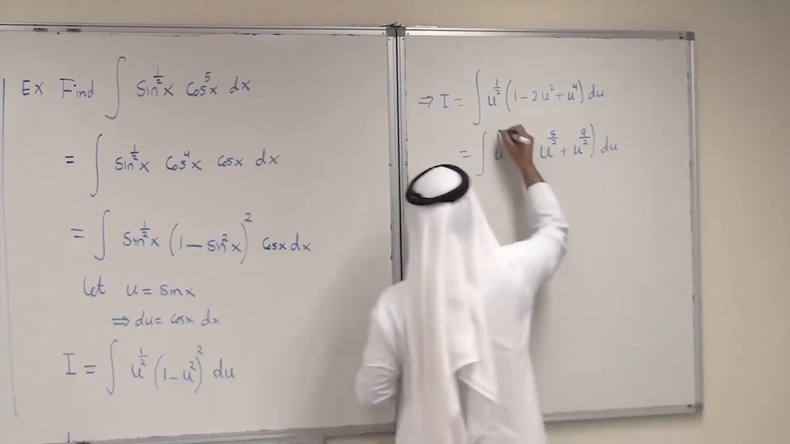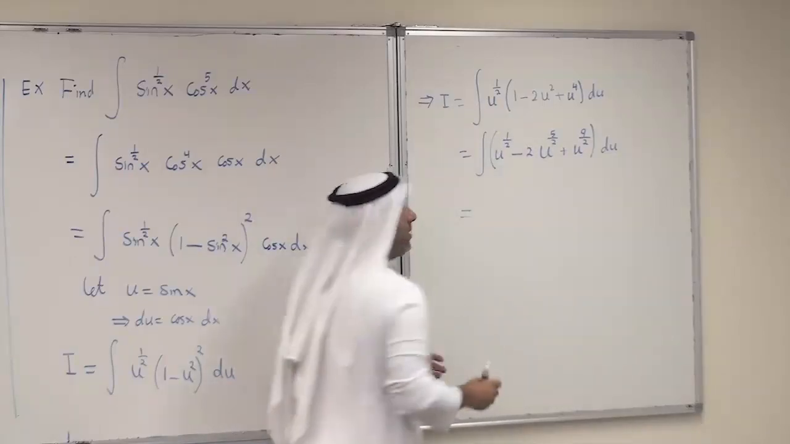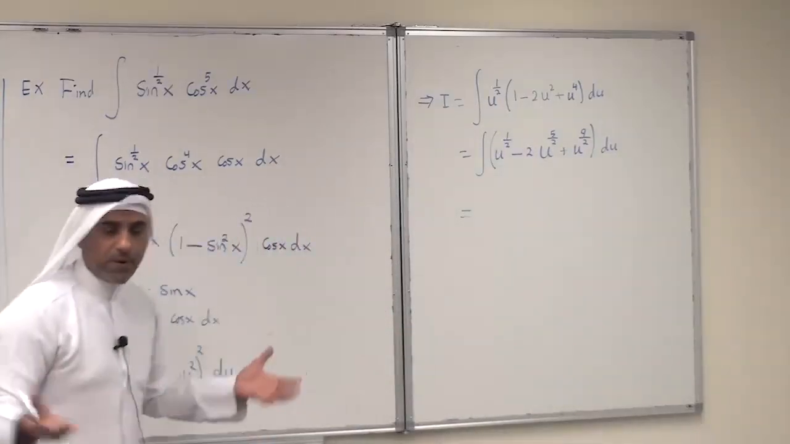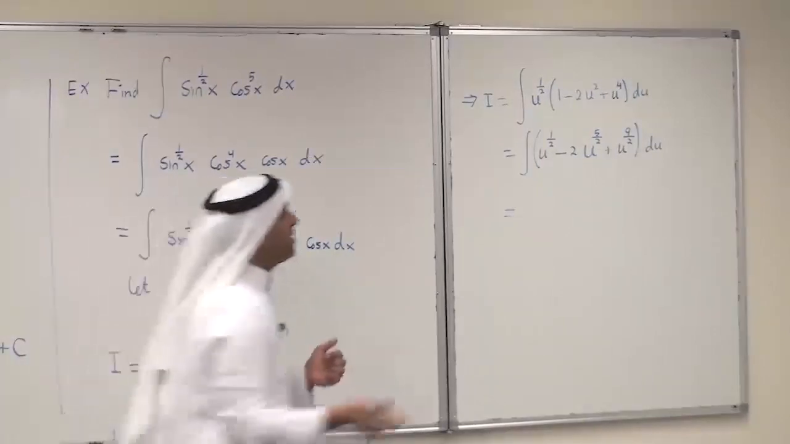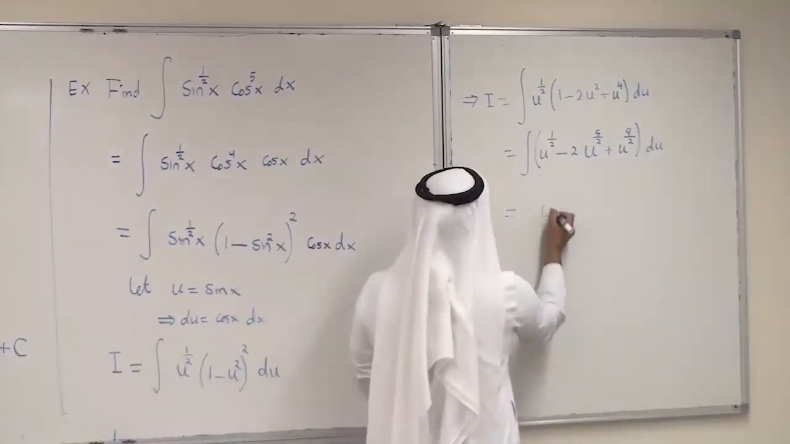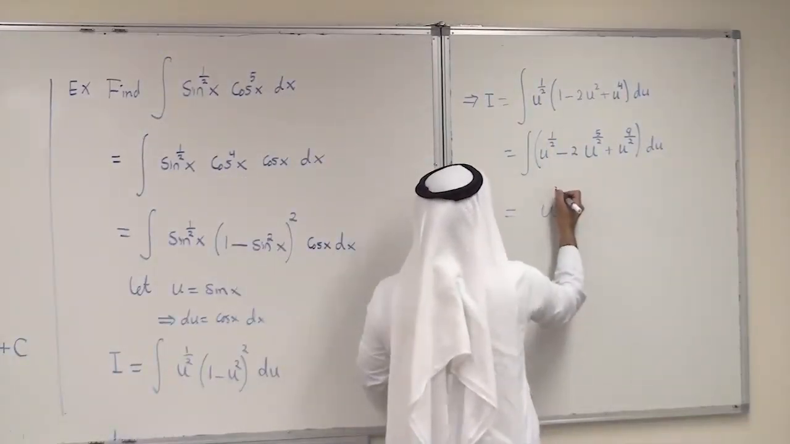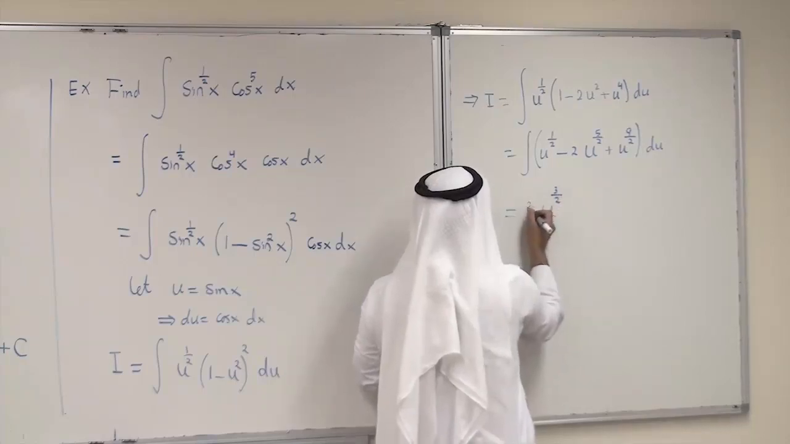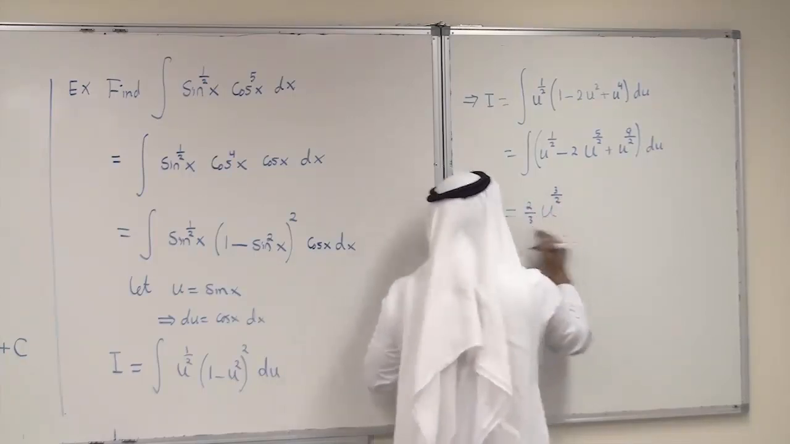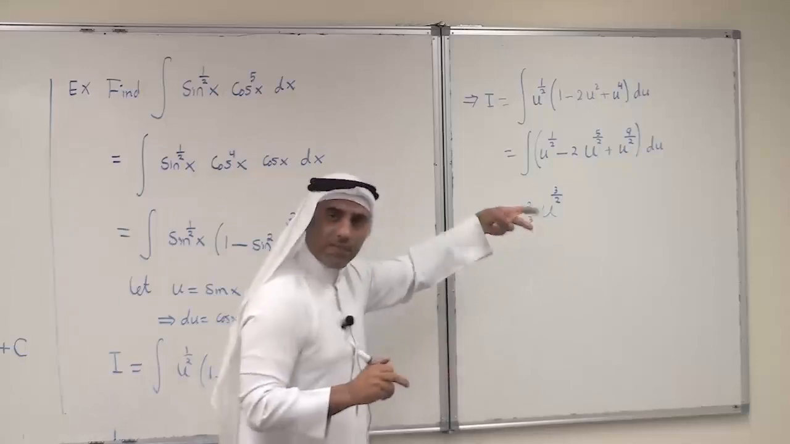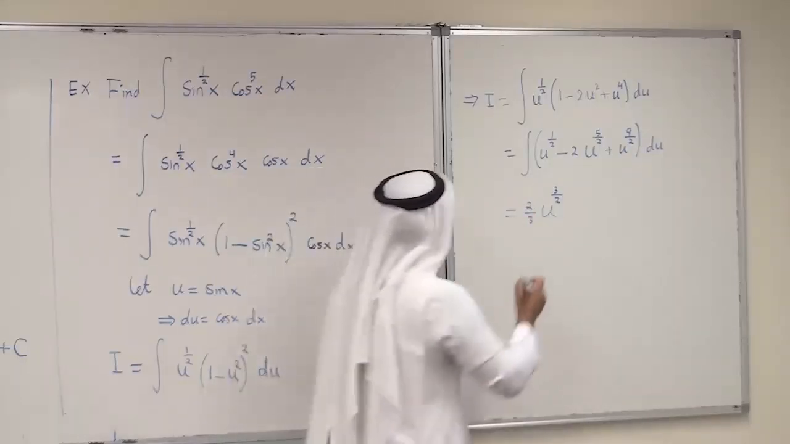I'm integrating this with respect to u to get the following. Now it is a simple one, it's just the power rule. You just add 1 to the exponent and divide by the new exponent, so u to the power 1/2 plus 1, that is 3 over 2. Actually, we are dividing by 3 over 2, so we are multiplying by 2 over 3.